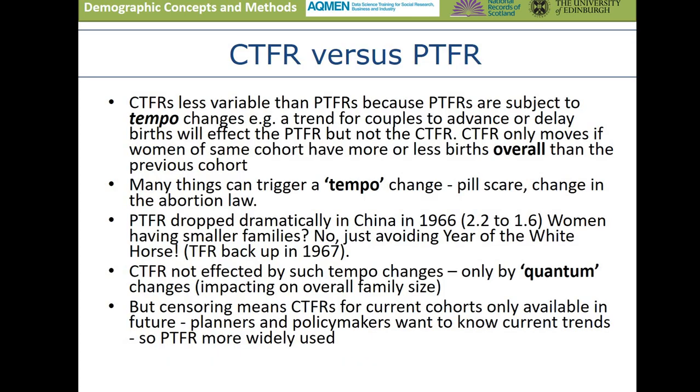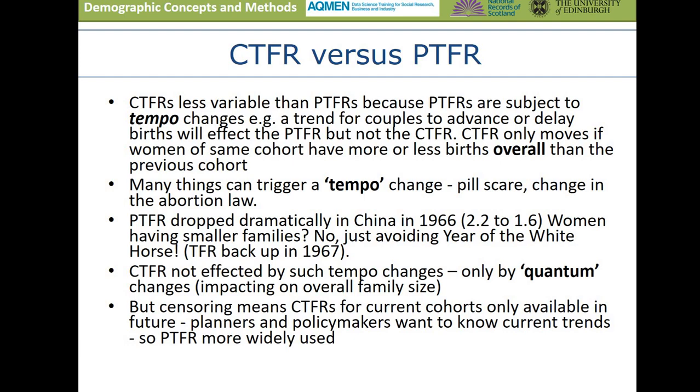So which should you use? The key advantage of a cohort total fertility rate is it's less variable than a period total fertility rate. The issue with a period total fertility rate is it's subject to what are known as tempo changes. So these are changes where couples temporarily advance or delay decisions around births that affect the period total fertility rate, but not the cohort total fertility rate. The cohort total fertility rate only moves if the women of the same cohort have more or less births overall than the previous cohort. And there are a number of things that can trigger a tempo change.